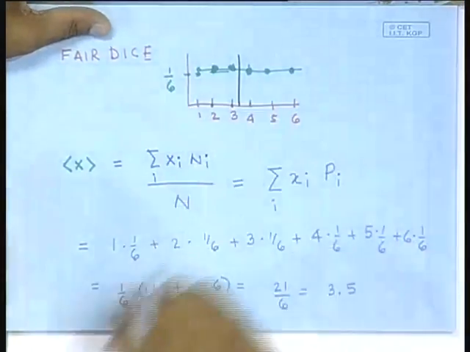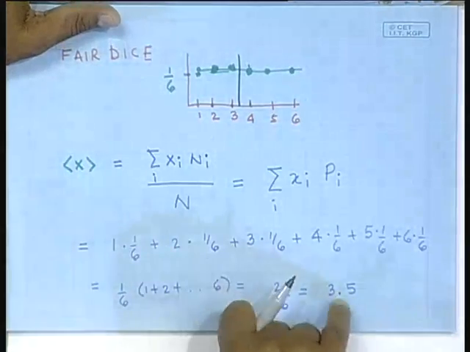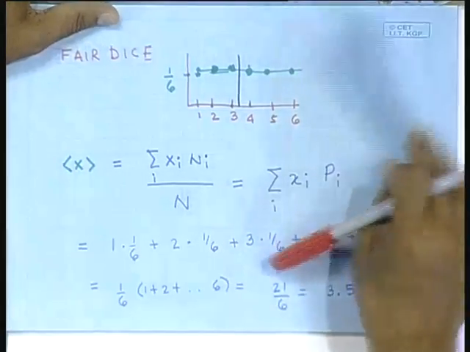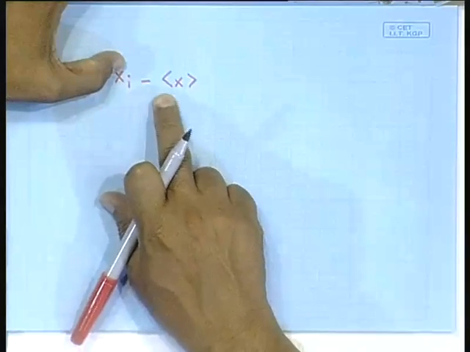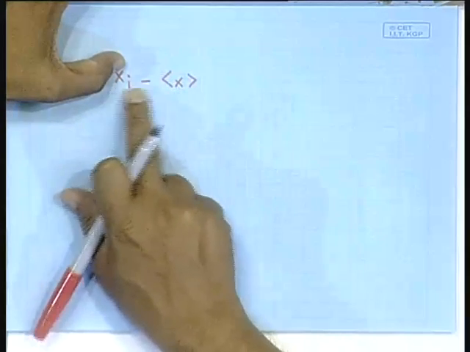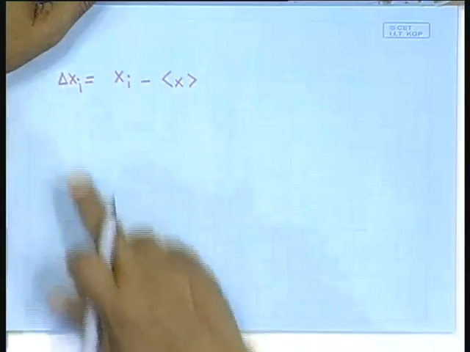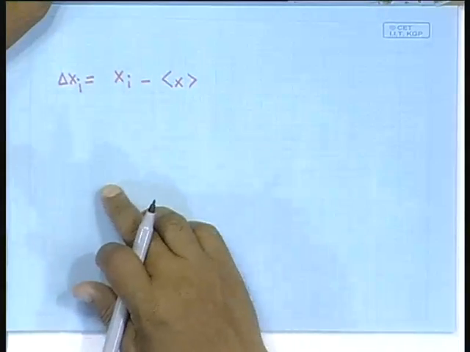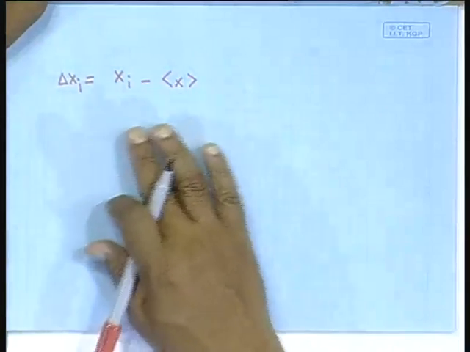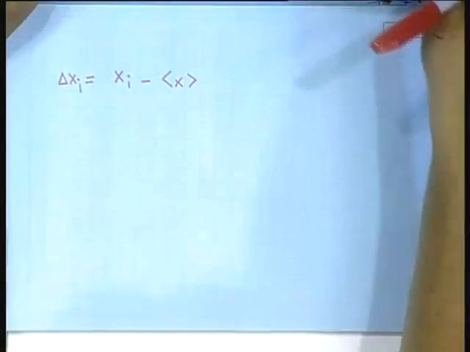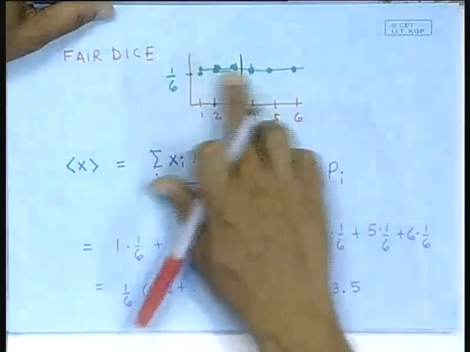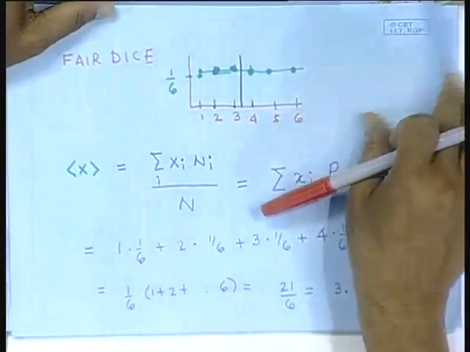So, if I get an outcome 2, the deviation from the mean is minus 1.5, because I have to calculate 2 minus 3.5, that is the expected outcome. 2 minus 3.5 is minus 1.5. If I get 5, then the deviation is plus 1.5. If I get 6, the deviation is plus 2.5. So, for each of the outcomes that you have, whenever you get an outcome, you can calculate the deviation from the mean.